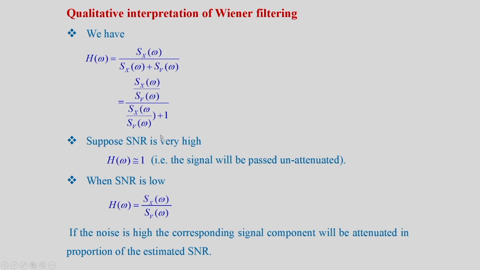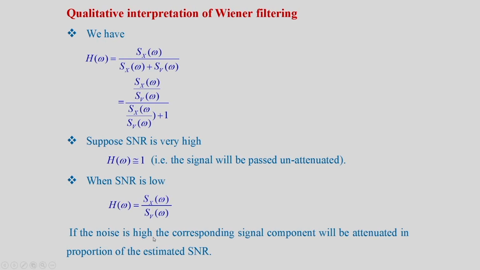Suppose SNR is very high, in that case this part will be dominant compared to 1, and therefore this ratio will be almost equal to 1, and this means that the signal will be passed unattenuated. That is, when SNR is very high, signal quality is very high, noise is very less, in that case H omega is approximately equal to 1. When SNR is low, this quantity will be approximately equal to 1. So, therefore, H omega will be Sx omega divided by Sv omega. In other words, if the noise is high, the signal component will be attenuated in proportion to the SNR, because the observed data spectrum will be multiplied by this quantity. This quantity is nothing but the signal to noise ratio.